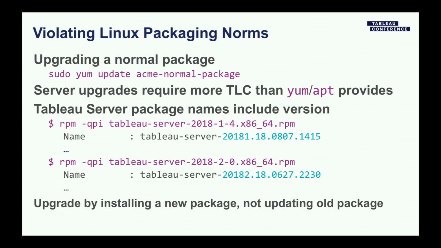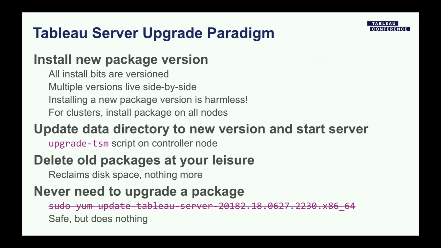So the way we handle this is the Tableau Server package names include the version as part of the name of the package. As an example here I have the 2018.1.4 and 2018.2.0 releases. If you look at the name of the package, it actually has that string embedded in the name. That's very important for our upgrading paradigm. So the way you upgrade Tableau Server on Linux is you always install a new package. You're never actually updating an old package. I'll cover this in more detail.